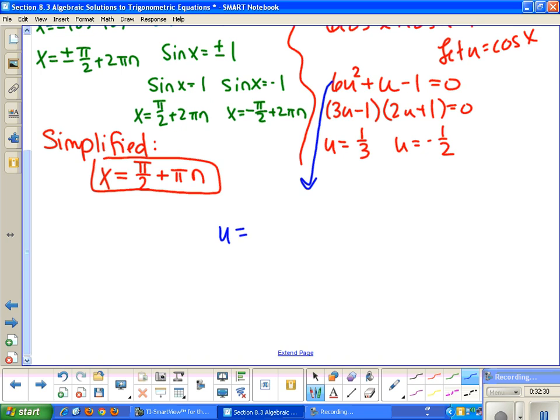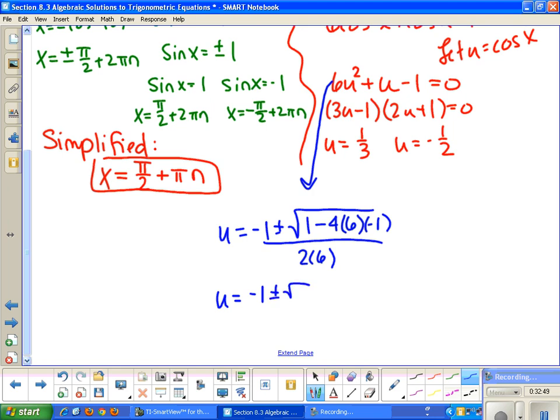I would get u is equal to, my b value is 1, so negative 1 plus or minus the square root of 1 squared, which is just 1, minus 4 times a, which is 6, times c, all over 2 times a, which is 2 times 6. So if I simplify this, u is equal to negative 1 plus or minus the square root of 25 over 12, which is equal to negative 1 plus or minus 5 over 12, which means that u would be equal to, if I do negative 1 plus 5 divided by 12 and negative 1 minus 5 divided by 12, notice I would get 1/3 or negative 1/2, which is the same as what I got when I did factoring.